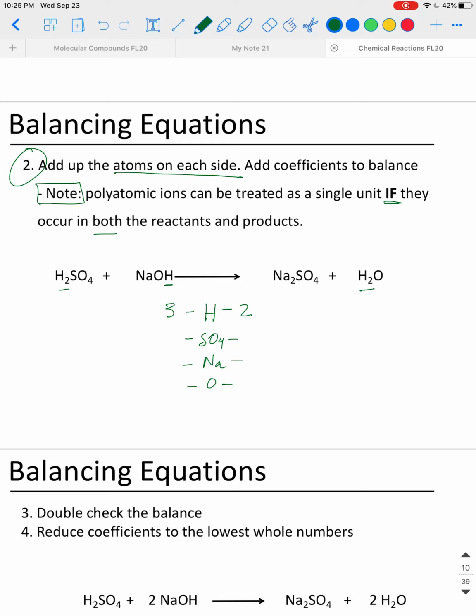All right, sulfates: I've got 1 sulfate on each side. Sodium: I have 1 sodium on the reactant side and 2 sodiums on the product side. Oxygen: I've got 1 oxygen. Remember, the oxygens in sulfate are counted as sulfate, so I don't count those as just oxygen. So I have 1 oxygen on the reactant side and 1 oxygen on the product side as well. So now we look at how we go about balancing this.